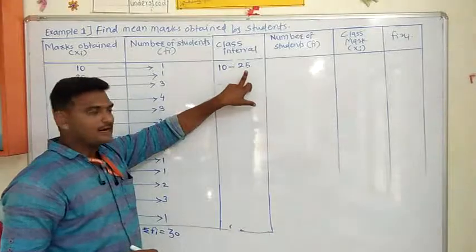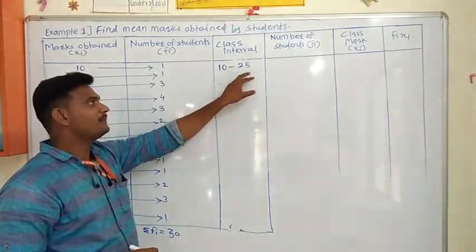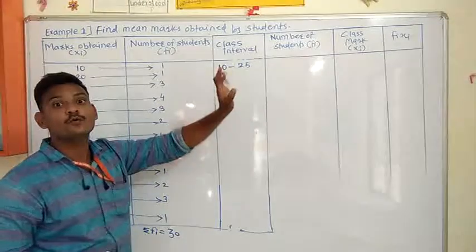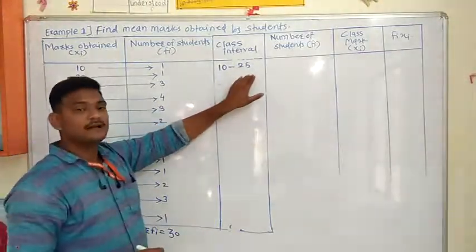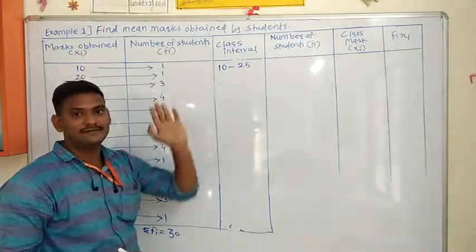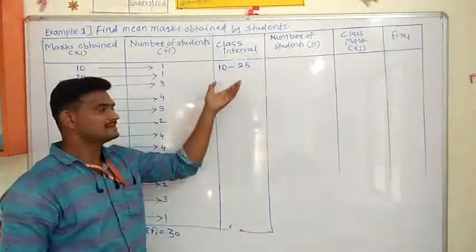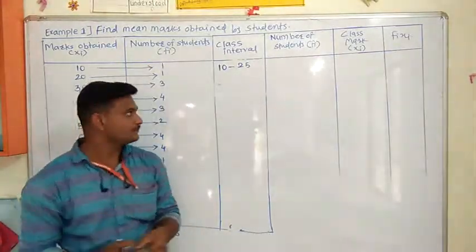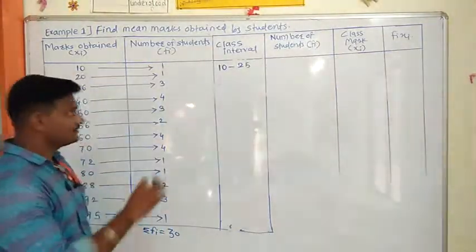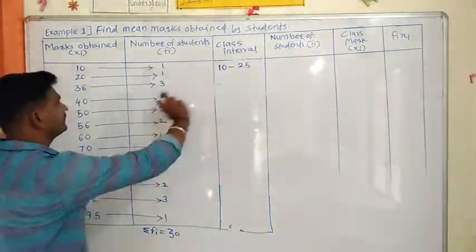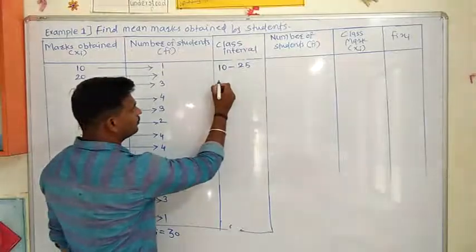This is called the upper limit and this one is the lower limit. Upper limit minus lower limit gives us the class width. The lower limit is 10, and we will get a class width of 15. And remember one more thing. First we will make all the class intervals. After that I will give you a note on that. Okay. First 10 to 25.